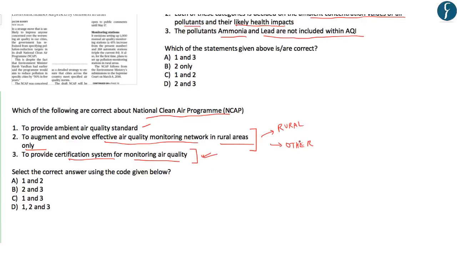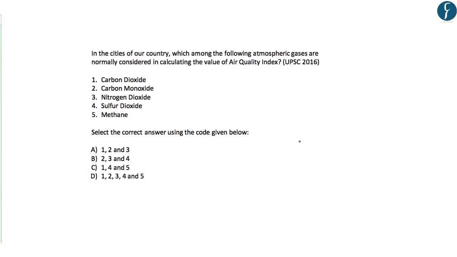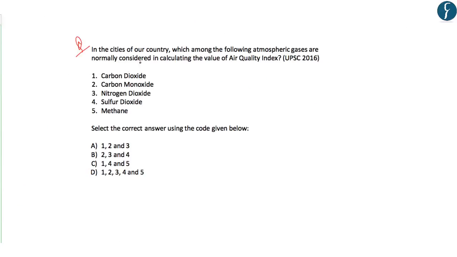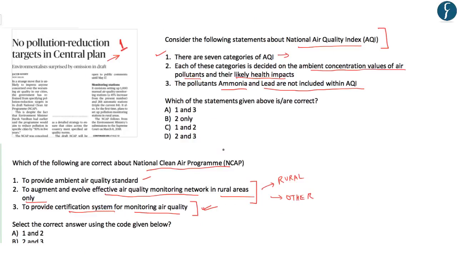So let us come back to the question asked in the prelims examination of 2016, and it was with respect to the question which we earlier discussed, that is National Air Quality Index. But they had asked in a very different format. Let's see. The question was, in the cities of our country, which among the following atmospheric gases are normally considered in calculating the value of air quality index? Options given were carbon dioxide, carbon monoxide, nitrogen dioxide, sulfur dioxide, and methane, and various options were given. So in this particular question, they want you to know what are the different atmospheric gases which are considered while calculating air quality index. So we will be seeing all these details with respect to National Clean Air Program.